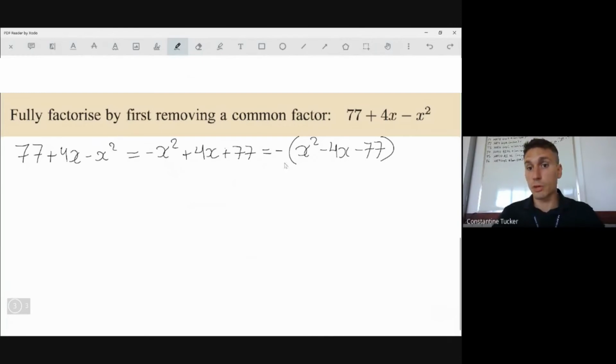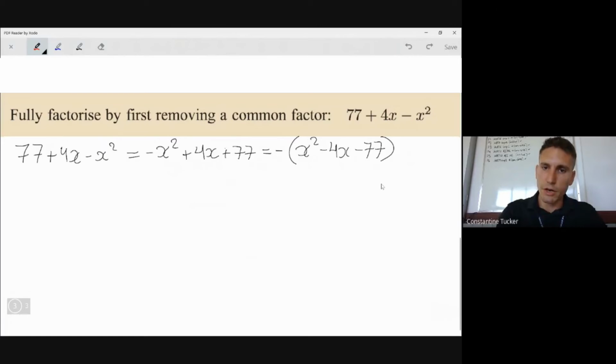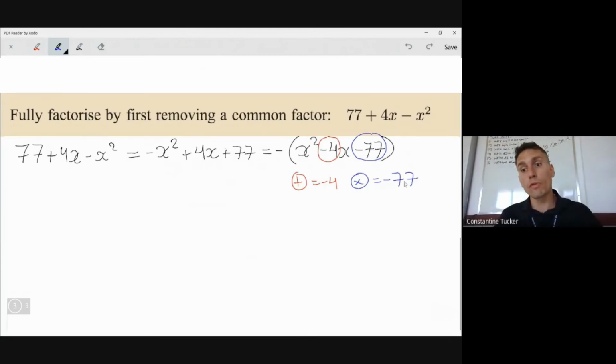And you could easily double check whether this is right by expanding the brackets. That would give you minus x squared plus 4x plus 77, which is indeed what we have here. Now, let's go ahead and finally factorize this expression which is inside the brackets, because we know how to do this now. This number in front of x here is -4, so we're looking for two numbers that add to give us -4. And we want those same two numbers to multiply to give us -77. So from this now, we know that one of the numbers is going to be positive and one of the numbers is going to be negative.